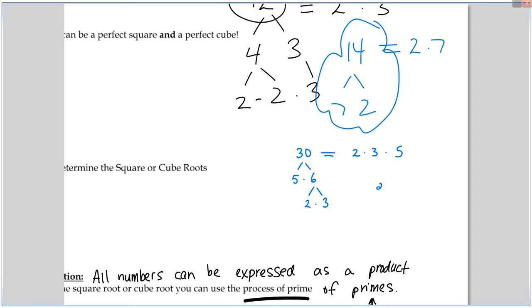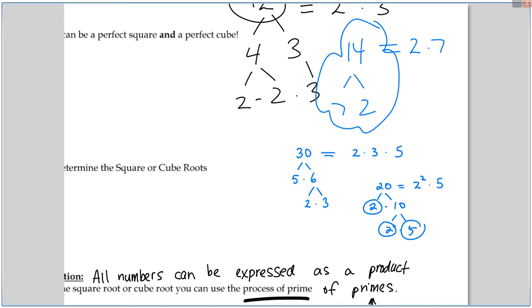Let's try 20. What would 20 be? How can you break down 20? 2 times 10, good. And then how does 10 break down? 2 times 5. So how would we write 20? 2 times 2 times 5, so 2 squared, because there's two 2's and one 5. So 2 squared times 5.